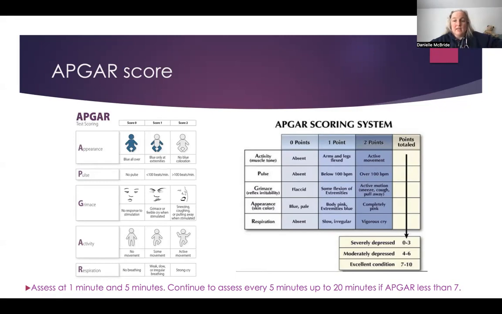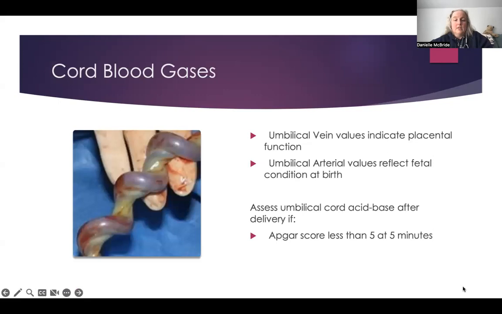If they're not doing it, they get 0 points. And if they're doing it a little bit, they get 1 point. And so we would like an APGAR score of 7 or better. Every baby gets assessed at 1 minute of life and again at 5 minutes of life. If at 5 minutes of life we have an APGAR score of 7 or better, we don't continue to score it. This is what the umbilical cord looks like.